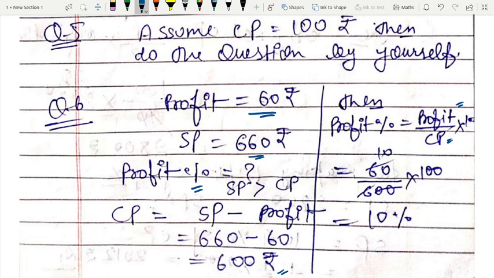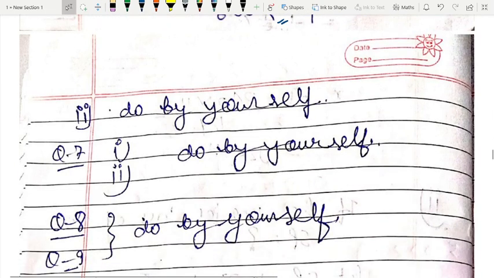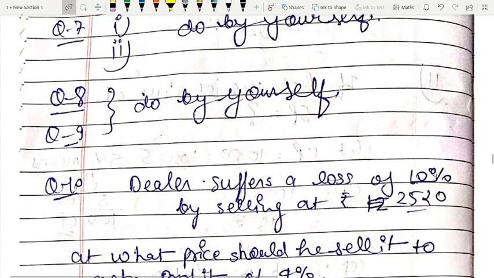It is quite an easy question. Just put the value of profit, that is 60, over CP 600, multiplied by 100. Two zeros cancel out two zeros. 6 10 is 60. So 10% is our profit in question number 6. The second part you will do by yourself. Question number 7, you will do by yourself. Questions 8 and 9 you will do by yourself with the same concepts. This will be your homework.